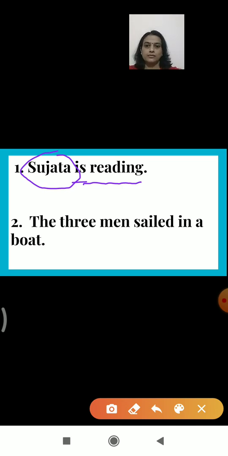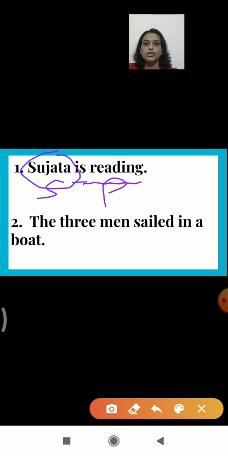Here the circled word is Sujata. So the sentence is talking about whom? It is about Sujata, right? Now what is Sujata doing? She is reading, isn't it? So here Sujata, about whom we are talking, is the subject, and is reading, the remaining part along with the verb, is the predicate. About whom are we talking? Sujata. So Sujata is the subject, and what is Sujata doing? Is reading. So is reading is the predicate of the sentence. Same way in the second one, the three men sailed in a boat.